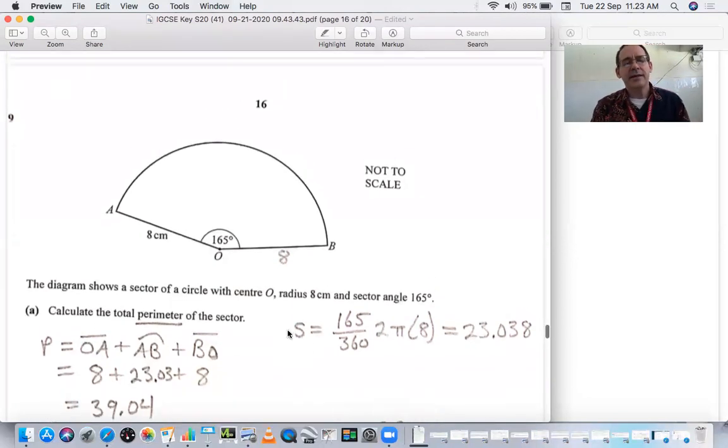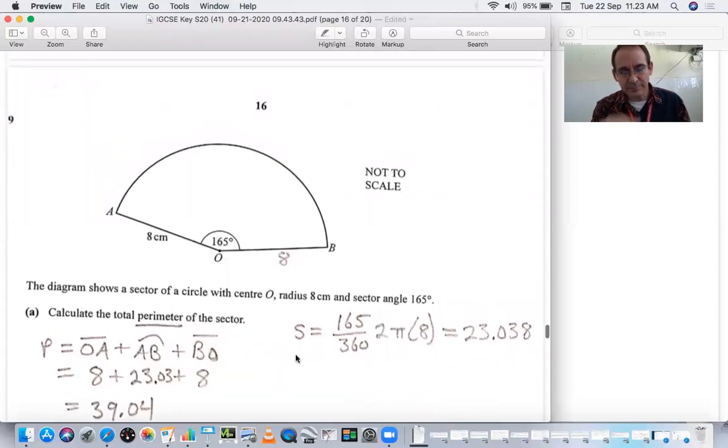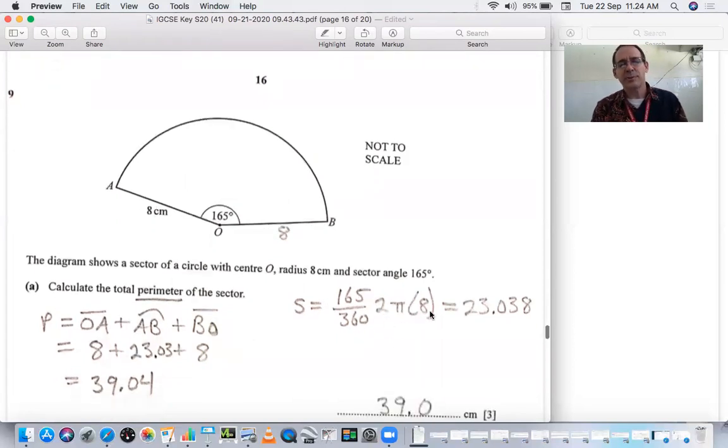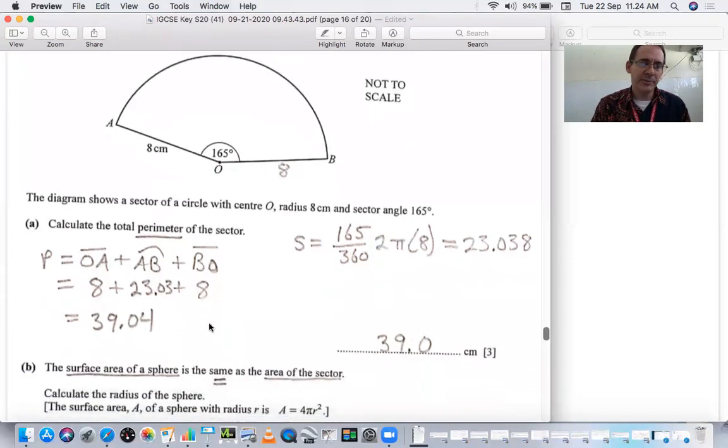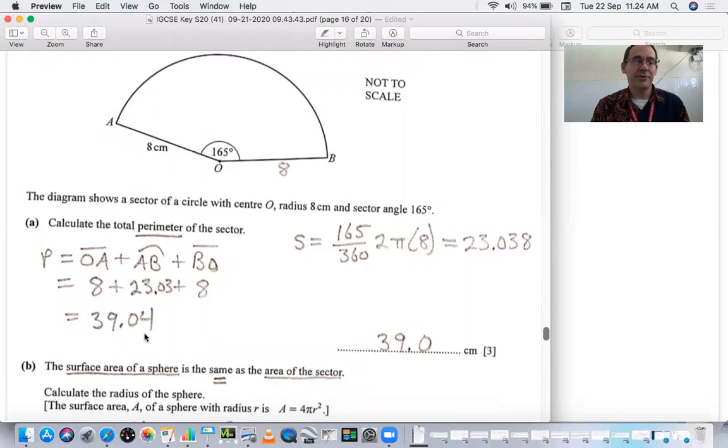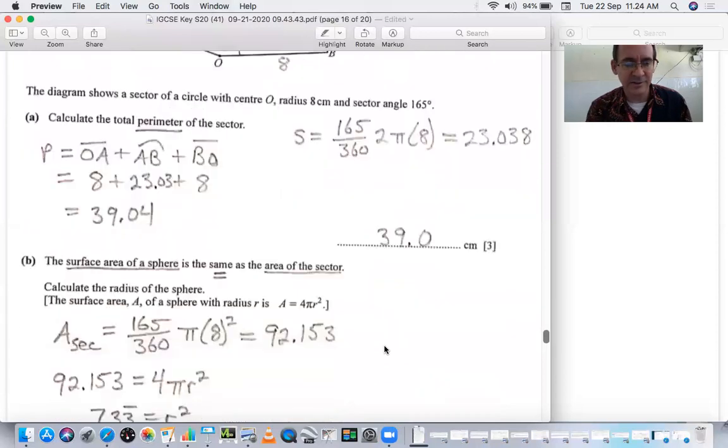So arc AB, now using degree formula, because we need to use degrees here, is 165 out of 360, which is a complete circle, times 2 pi r, which is your circumference of a complete circle. So the 165 out of 360 gives you what fraction of the circumference that you have, 2 pi r, r being 8, and multiplied by this fraction gives you 23.038. Plug that into your little formula for perimeter, and you get 39.04, or just 39.0 to 3 significant figures.